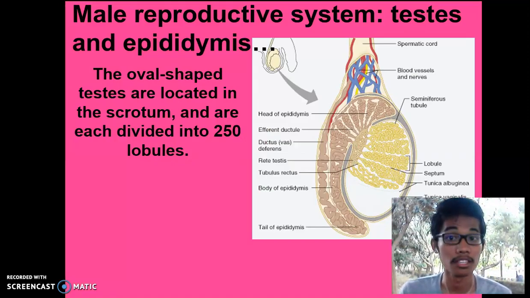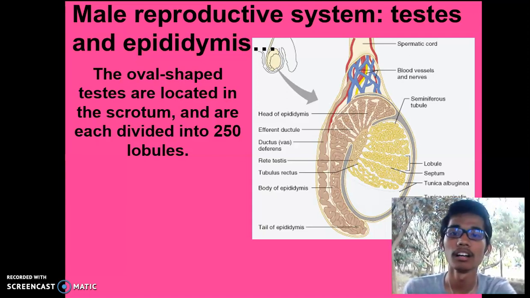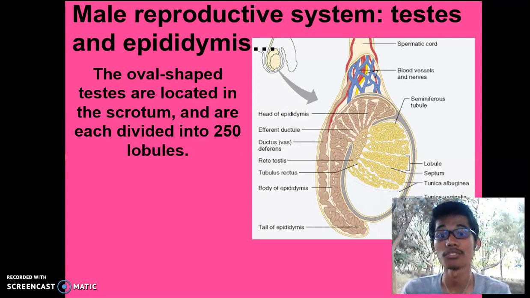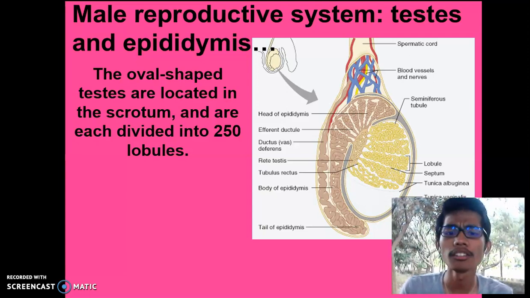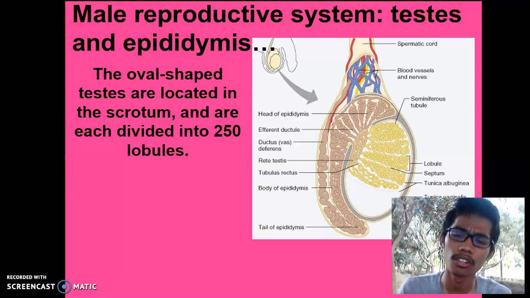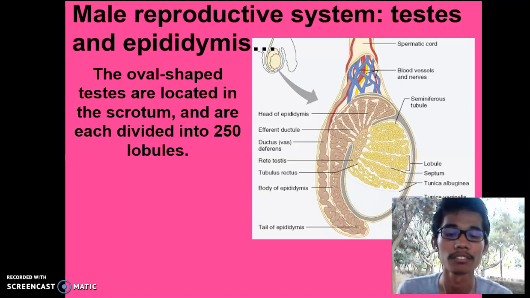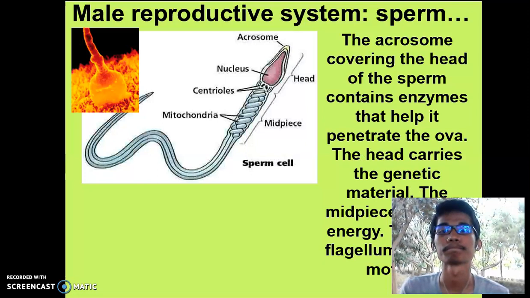Next, testes and epididymis. The oval-shaped testes are located in the scrotum and are each divided into 250 lobules. Coiled within the lobules are tubes where the sperm are formed. The mature sperm are stored in the epididymis, a tube 13 to 20 feet in length, coiled and lying on the side of each testicle.